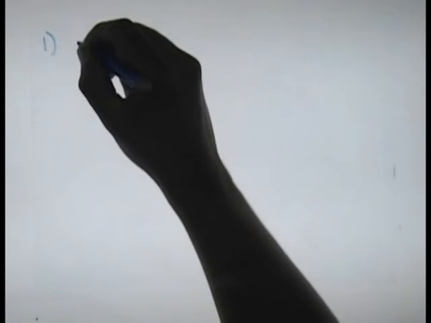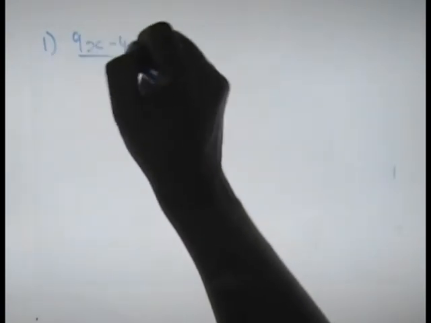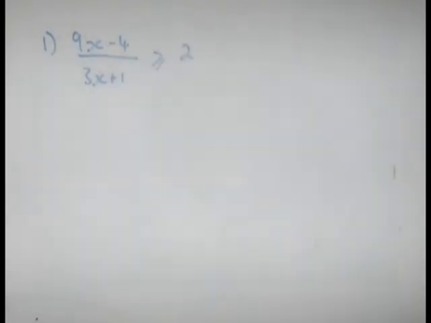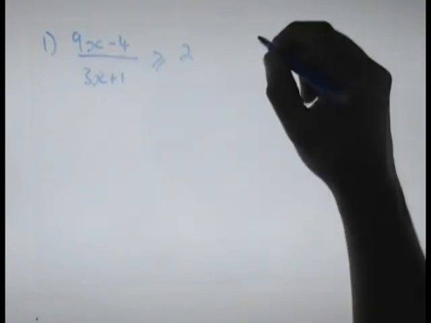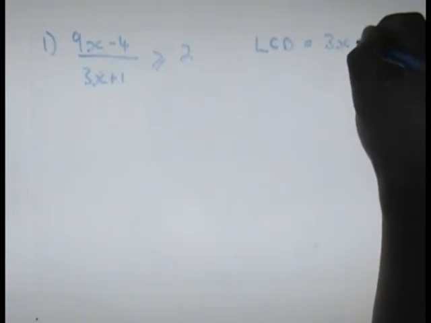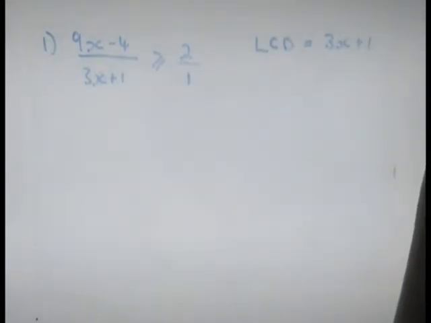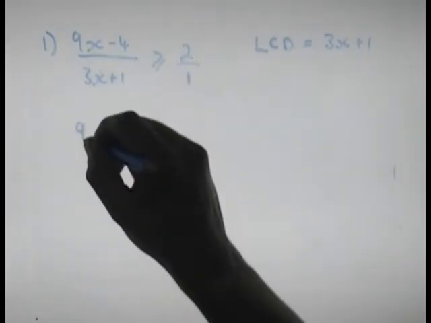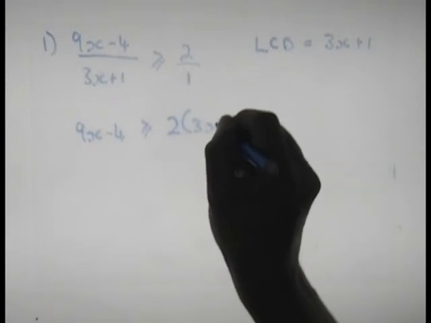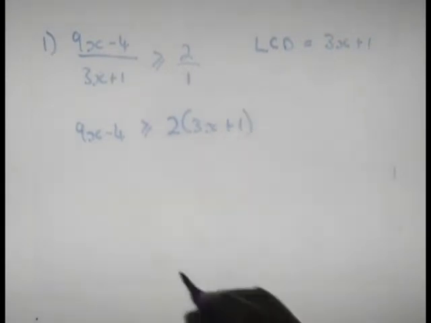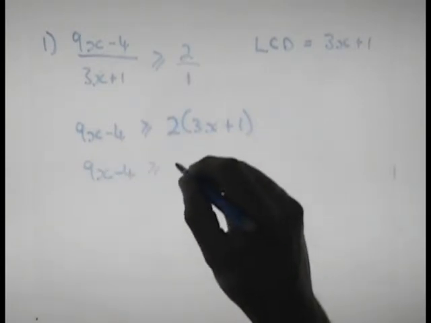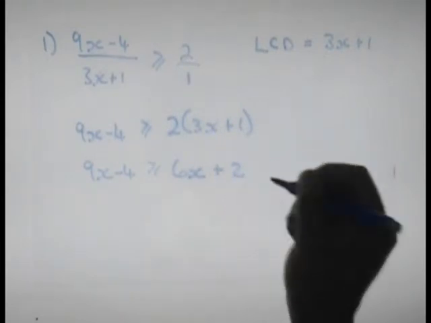The first one I gave you to do reads (9x - 4) divided by (3x + 1) is greater than or equal to 2. I'm going to tackle this the same way I tackle fractions. Start off with the LCD, and that's 3x + 1. Remember, that's over 1. That means that 9x - 4 is greater than or equal to 2 times (3x + 1). That means that 9x - 4 is greater than or equal to 6x + 2.